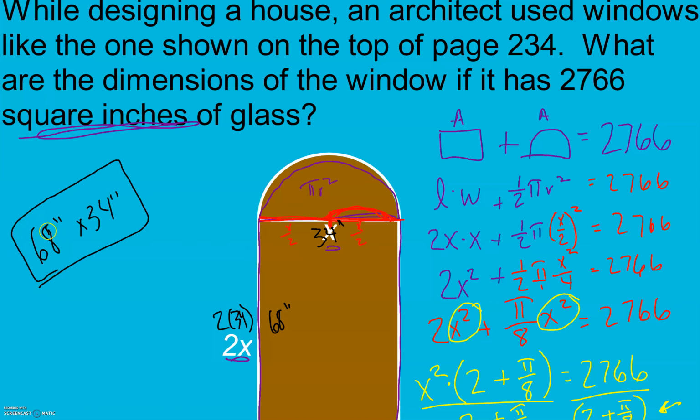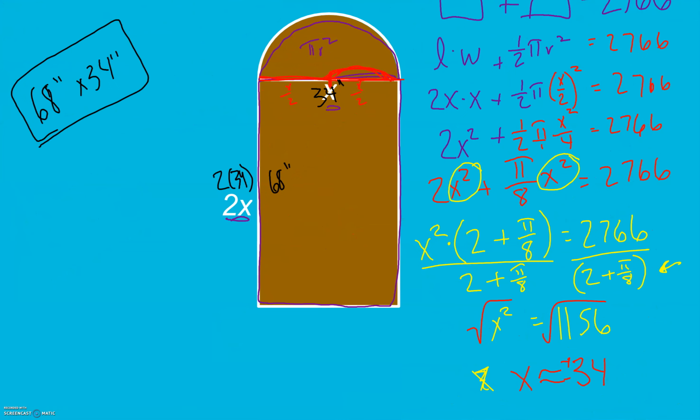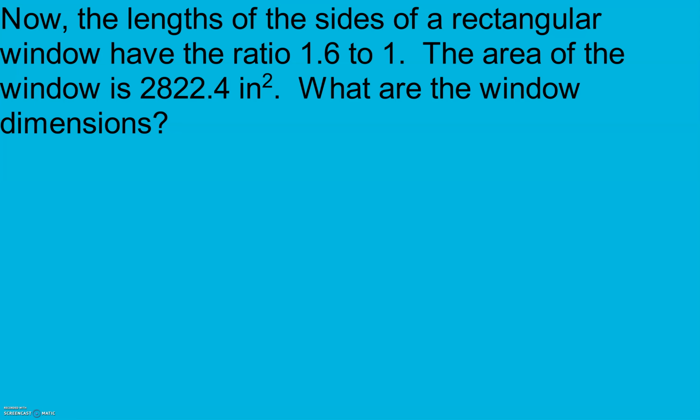We're not just looking for what is x, we're looking for what are the dimensions. And we can't use the negative because we're talking about a distance, and distance can never be negative. So technically x is plus or minus 34, but as far as the application goes, we just have the positive. Now feel free to pause here and give this a try if you'd like.